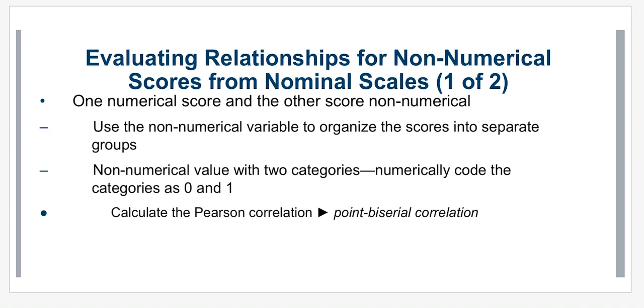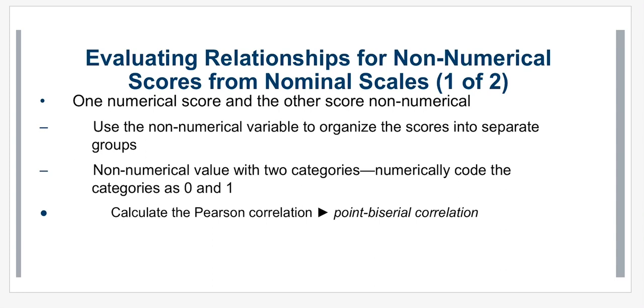So we talked about numerical scores. What if there are non-numerical scores, okay? So example, what if you're studying whether or not someone graduated from college, how that is related to something. So they're either a college grad or not a college grad. That's not a numerical score. That's just college grad or not college grad.